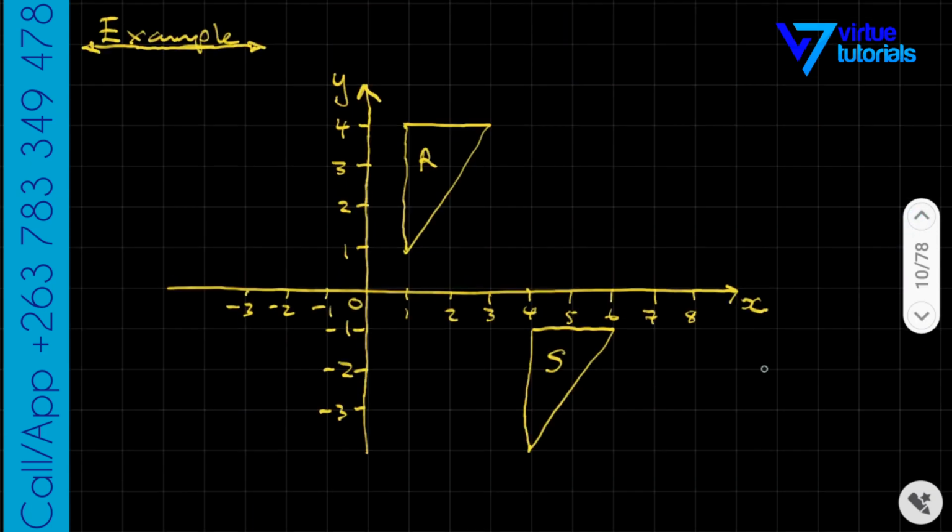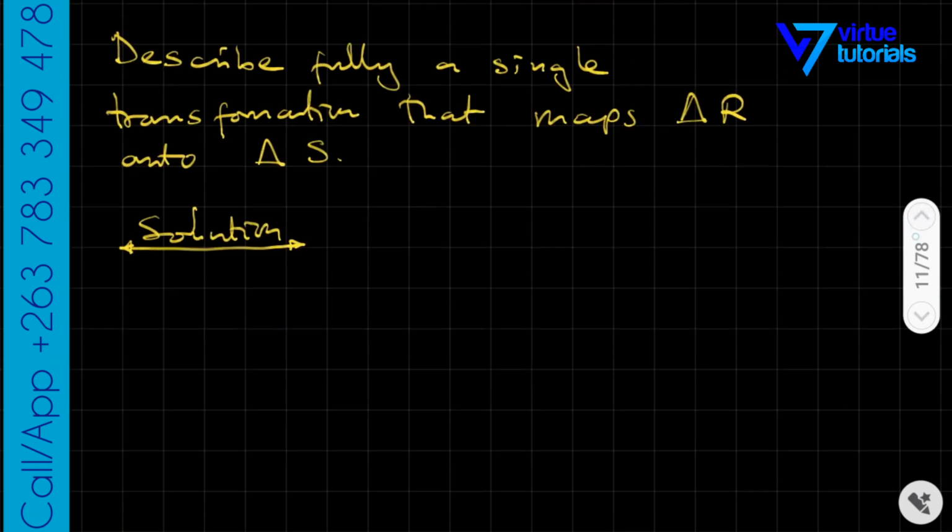Okay, now let's move to the next part. This is now describing the transformation. Describe fully a single transformation that maps triangle R onto triangle S.